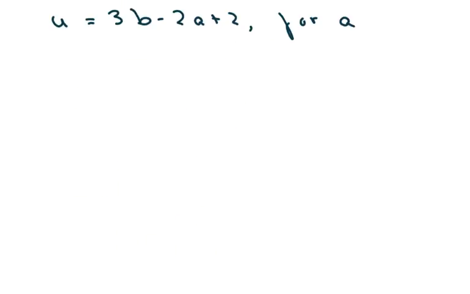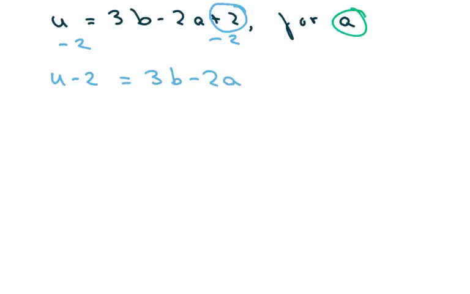We're going to solve for a. This one looks a little easier. So I'm going to subtract 2 from both sides. So you get u minus 2 equals 3b minus 2a. Then I'm going to go ahead and subtract 3b from both sides. That cancels, so you get u minus 2 minus 3b. You can't combine these, they're unlike terms, equals negative 2a.